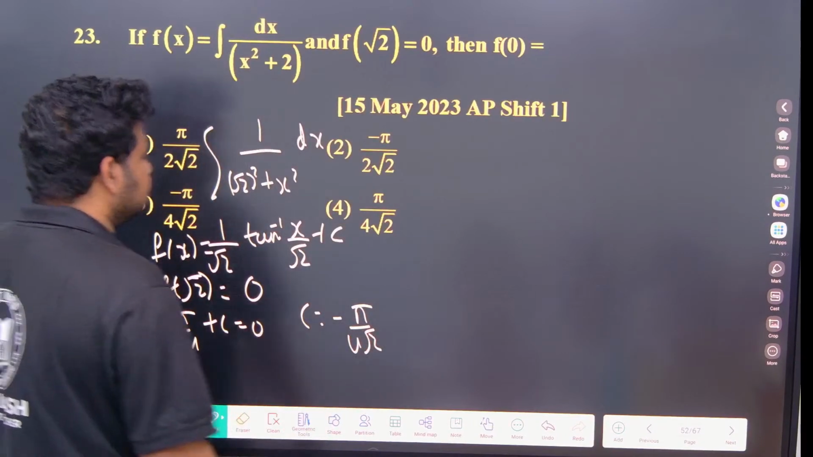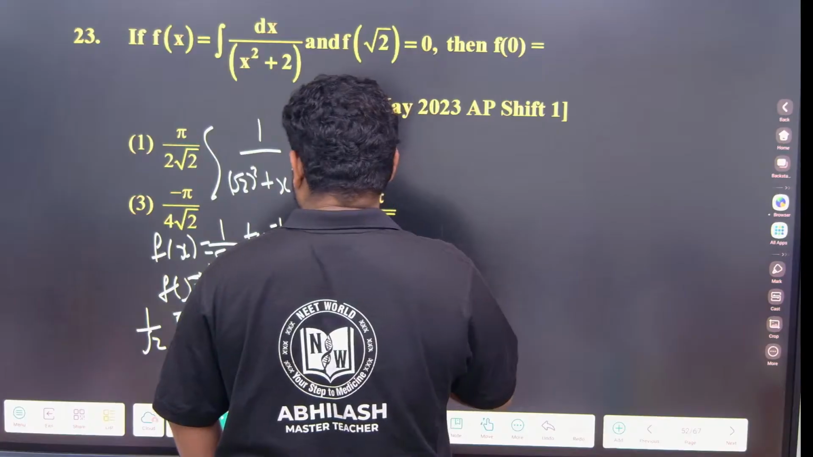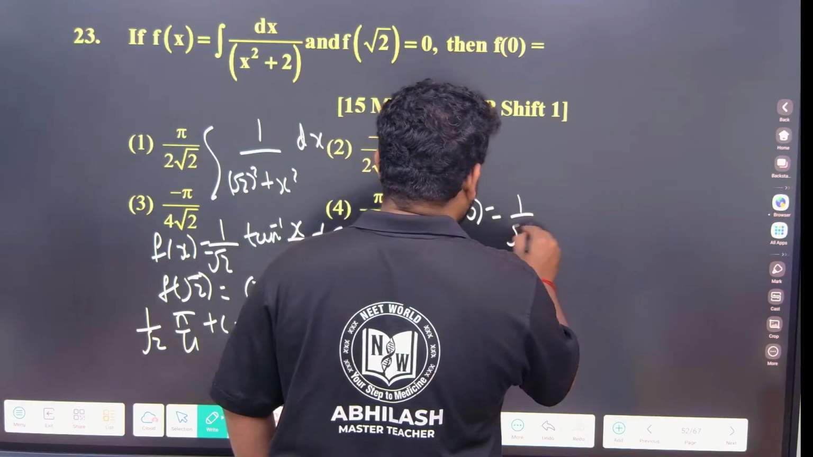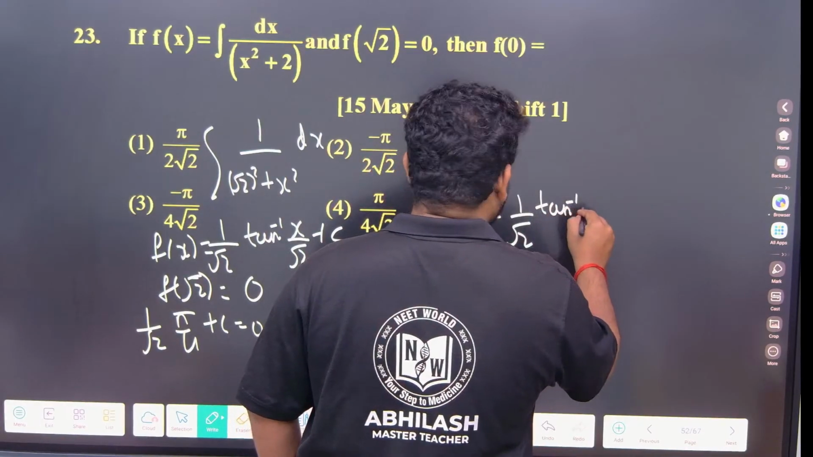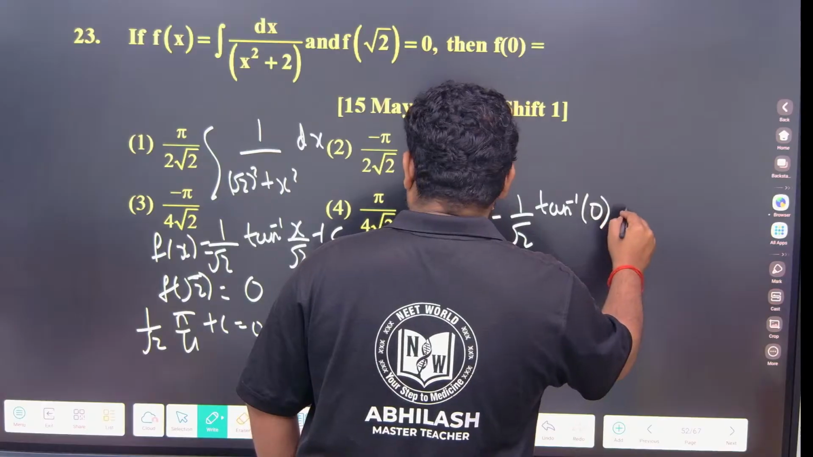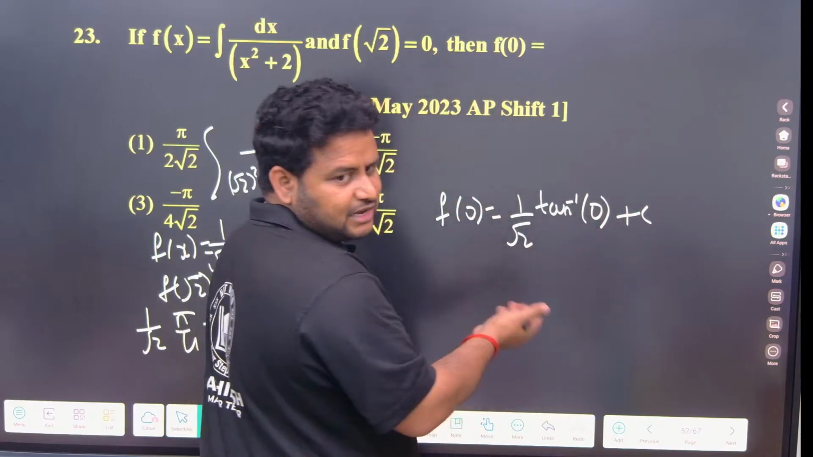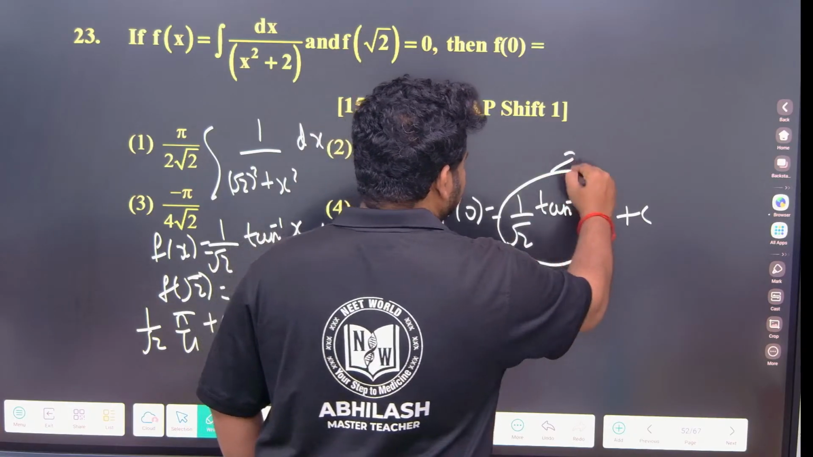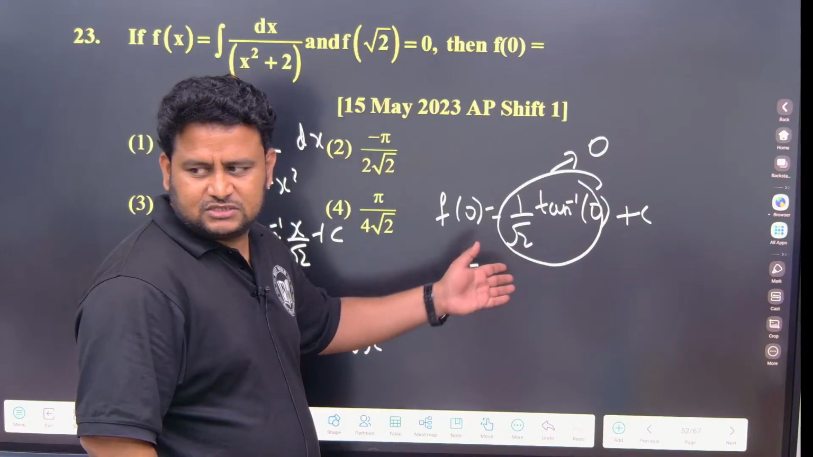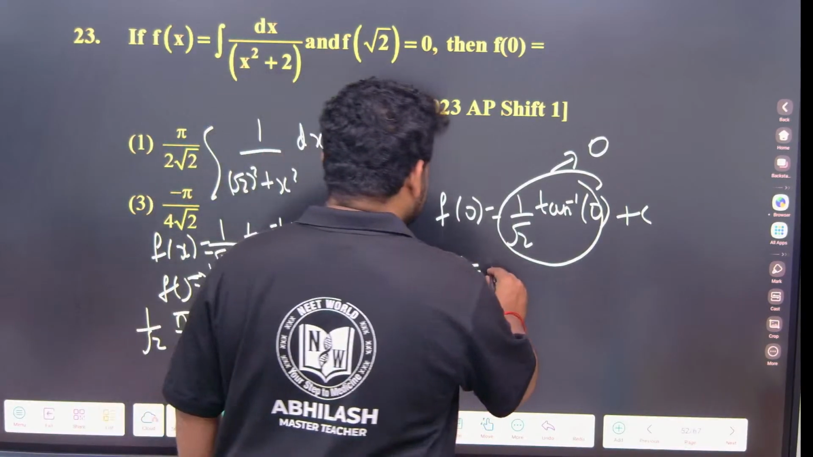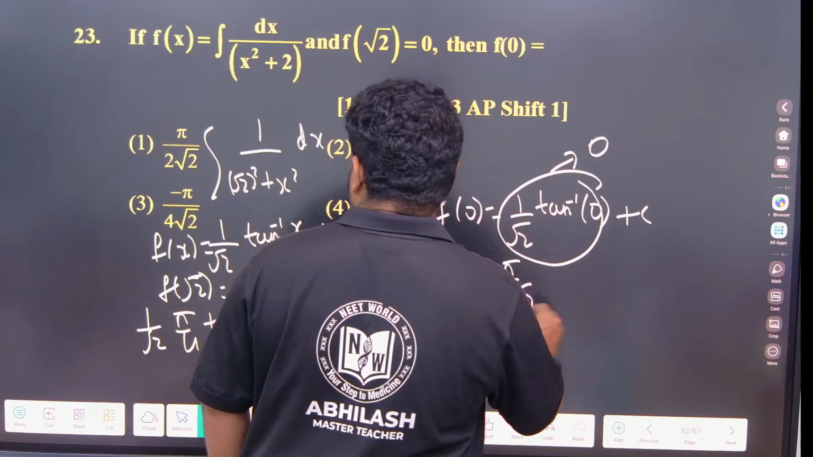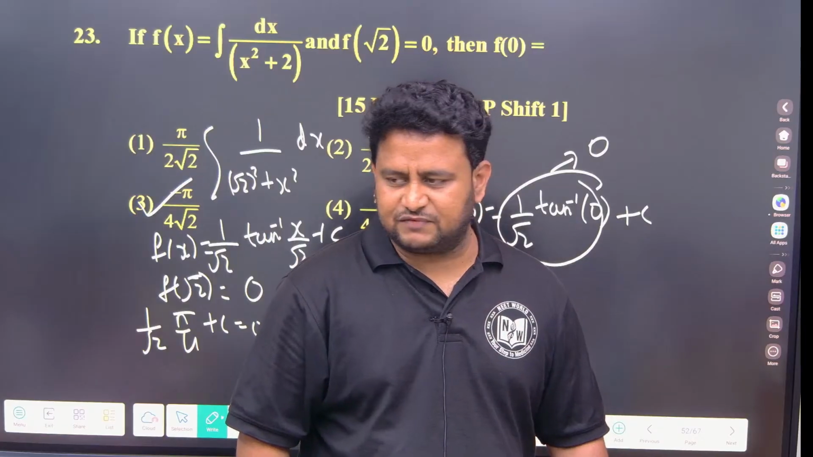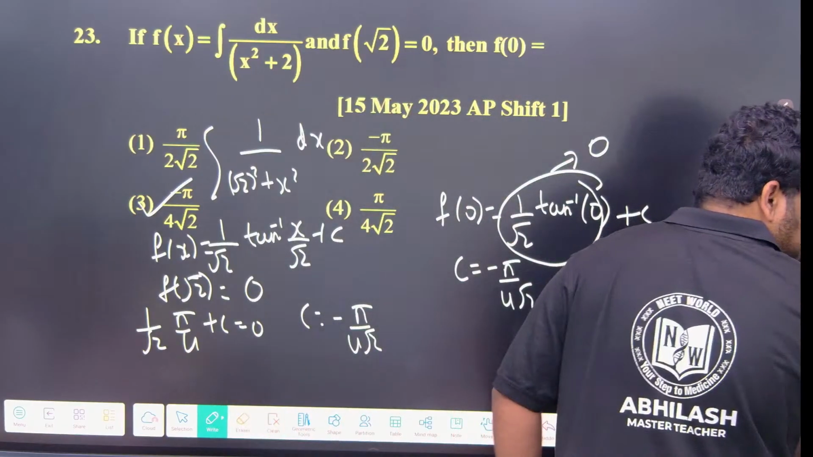Now f of 0 is what they are asking. f of 0 is equal to 1 by root 2 into tan inverse of 0 by root 2, plus C. Tan inverse of 0 is 0, and 0 into 1 by root 2 is 0, so this entire thing will become 0. So C will be equal to minus pi by 4 root 2. That will be the third option, that is correct. We have to put C because it is indefinite integration. Clear? Next one.